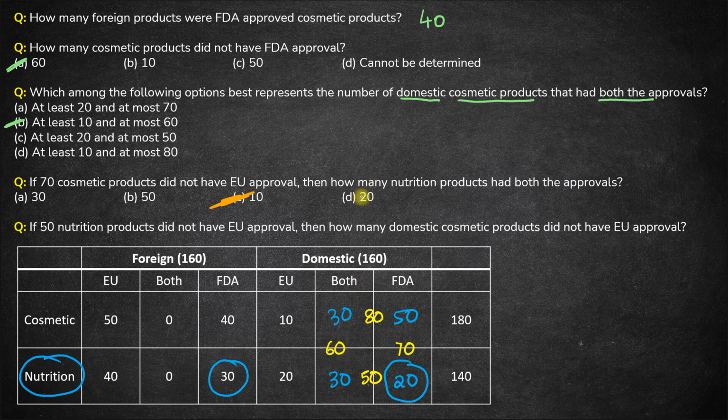Cool. So now, how many domestic cosmetic products did not have EU approval? That means only had FDA approval. So domestic cosmetic, within this only FDA. This is what we require. So the answer here is 50.